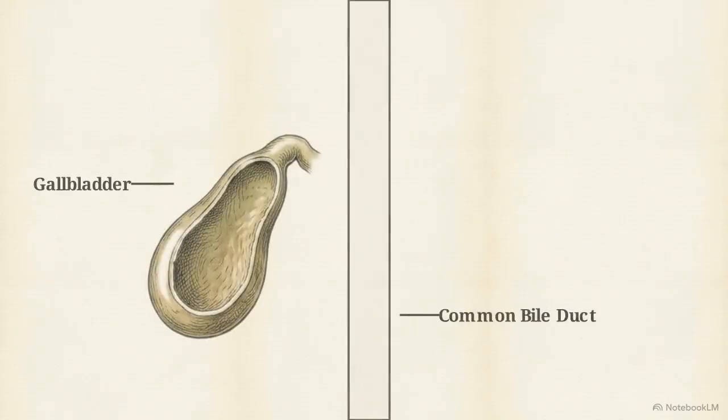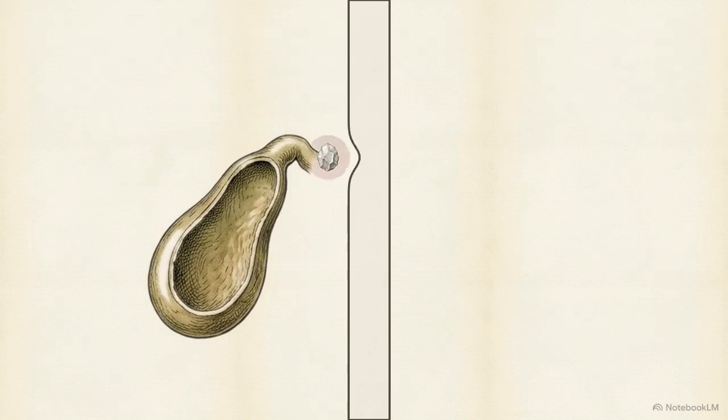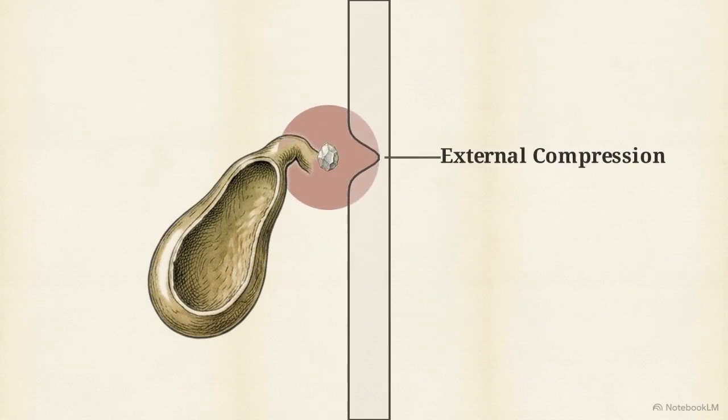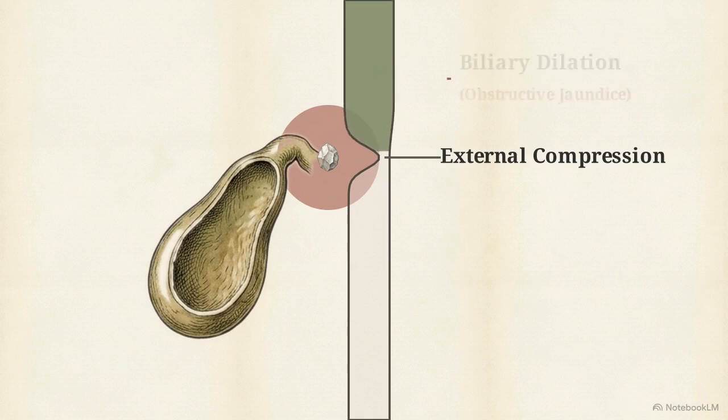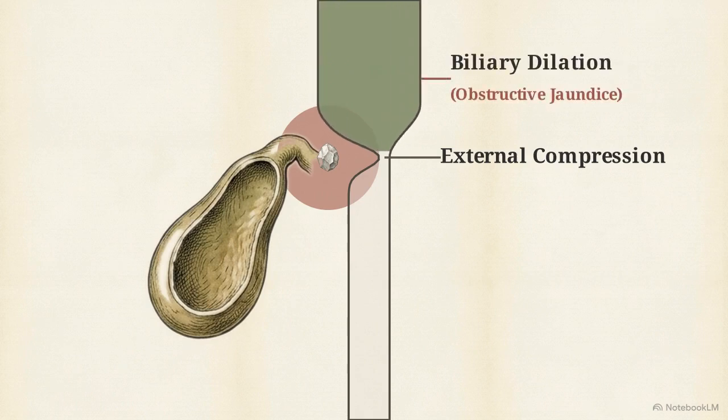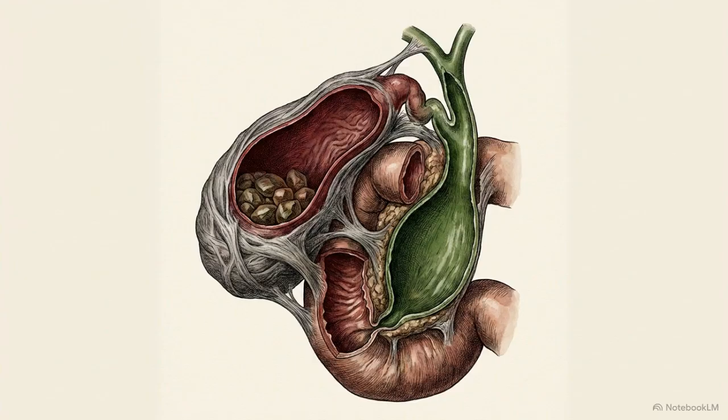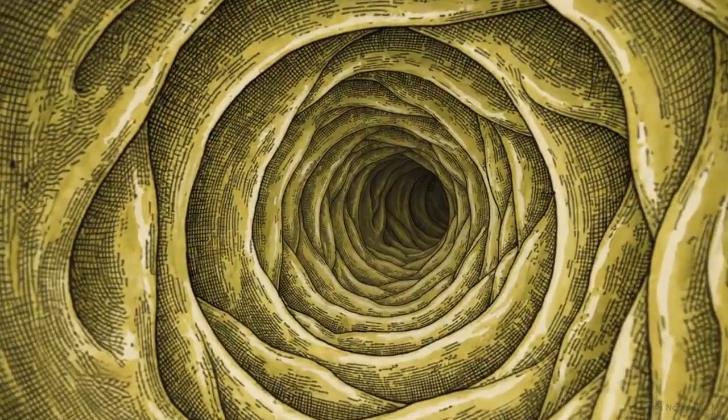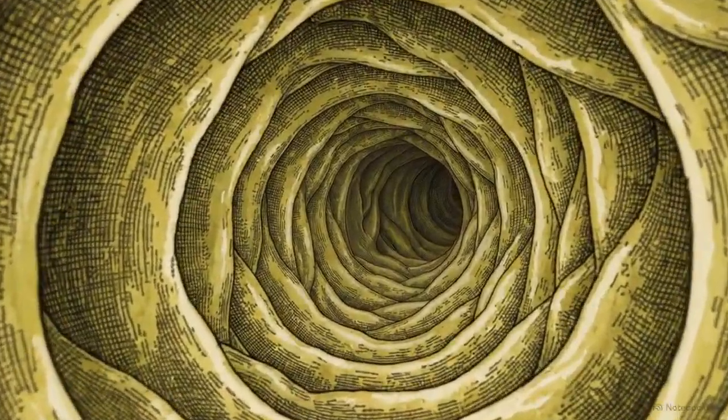A stone lodged tightly in the gallbladder neck causes Mirizzi syndrome. The stone externally compresses the adjacent common bile duct, cutting off biliary flow and resulting in obstructive jaundice. These specific anatomical complications prove that untreated cholelithiasis inevitably transitions from a localized inflammatory nuisance into a catastrophic mechanical or ductal obstruction.